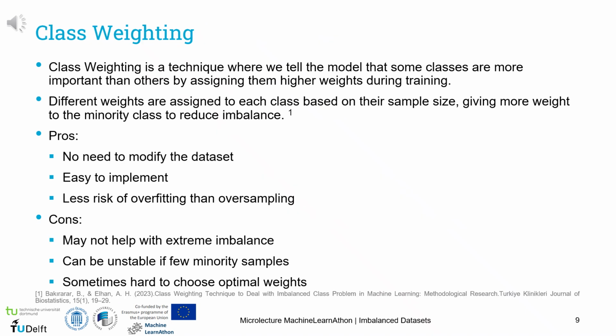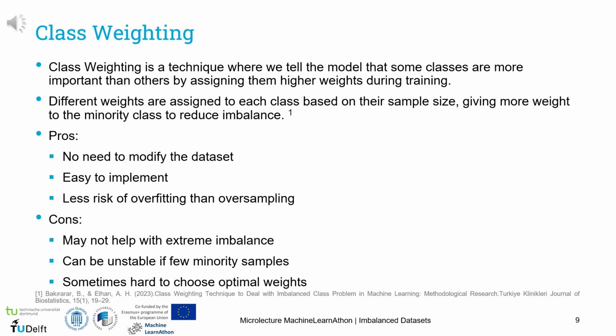Apart from over or undersampling, you can also do class weighting. That is a technique where we tell the model that some classes are more important than others by assigning them weights during training. And then the model can process that information. So usually you are giving higher weights to the minority class.